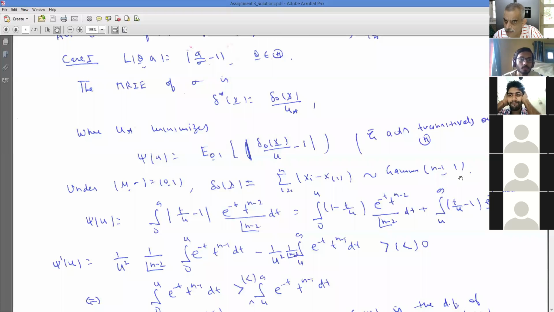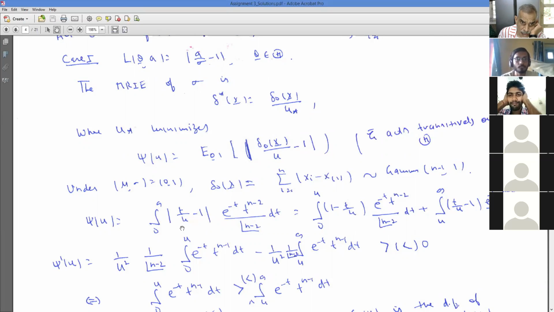Yes, sir. You know, this can also be written as a chi-square; there is a relationship between gamma and chi-square. So I'm writing all this as gamma n minus 1, whose density is this: e to power minus t, t to power n minus 2, by factorial n minus 2. Is that okay? Yes, sir. So I'm trying to write down psi of u, which is the integral from 0 to infinity of mod of t by u minus 1. Now u has to be positive, right? This u has to be positive.